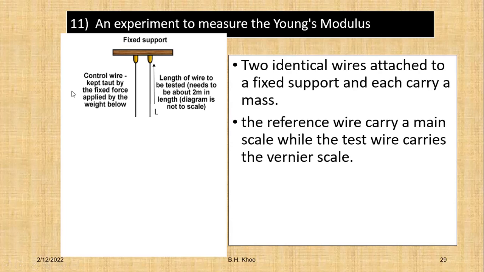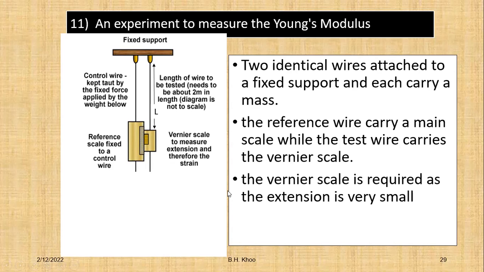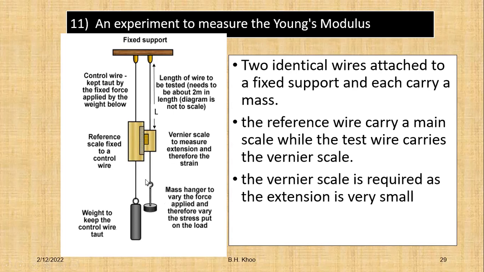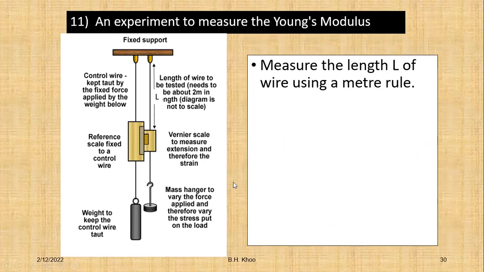So the control wire is called the reference wire. It carries the main scale, there's the main scale, this one. While the test wire carries the vernier scale. The vernier scale is to measure the extension. So we put a small mass there to make sure that this wire is straight, a little bit of tension. Then we change the mass here to find the extension. Before we start, we measure this length first, the original length.